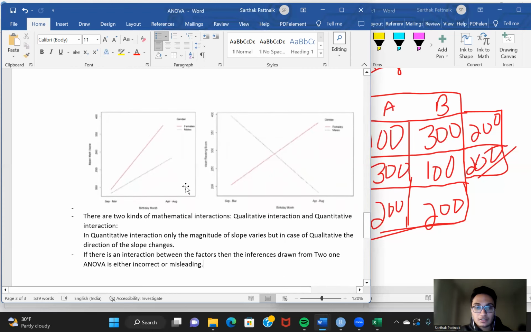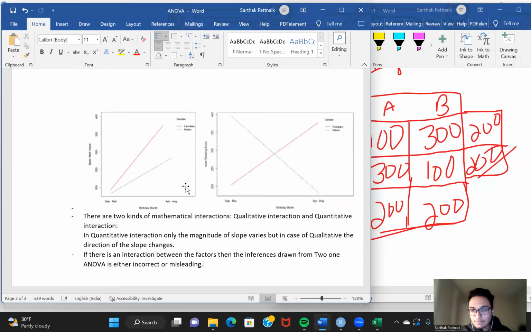So we see interactions through a plot called an interaction plot. In the interaction plot, if for my two categories the magnitude of my slope is different but the direction is the same, then it's a quantitative interaction. But if the direction also changes, then that interaction becomes a qualitative interaction.